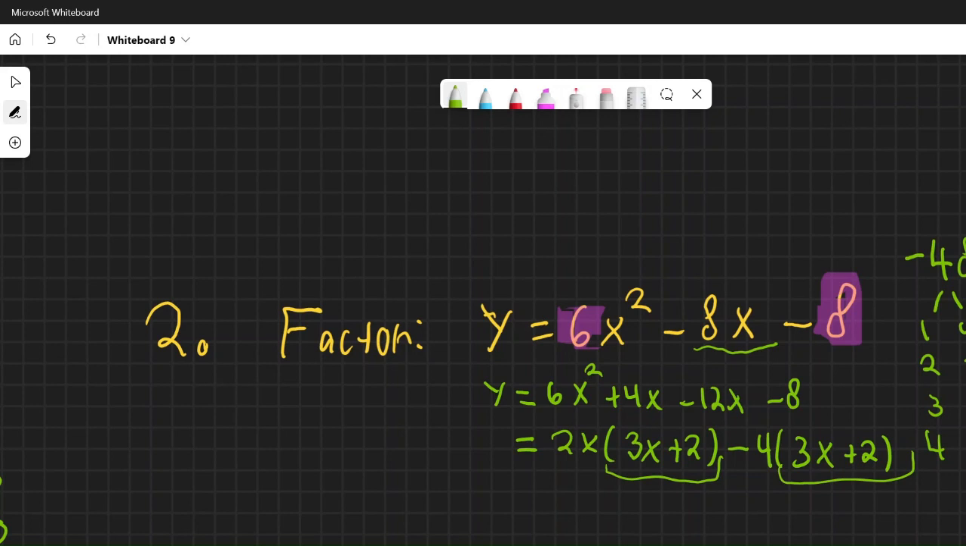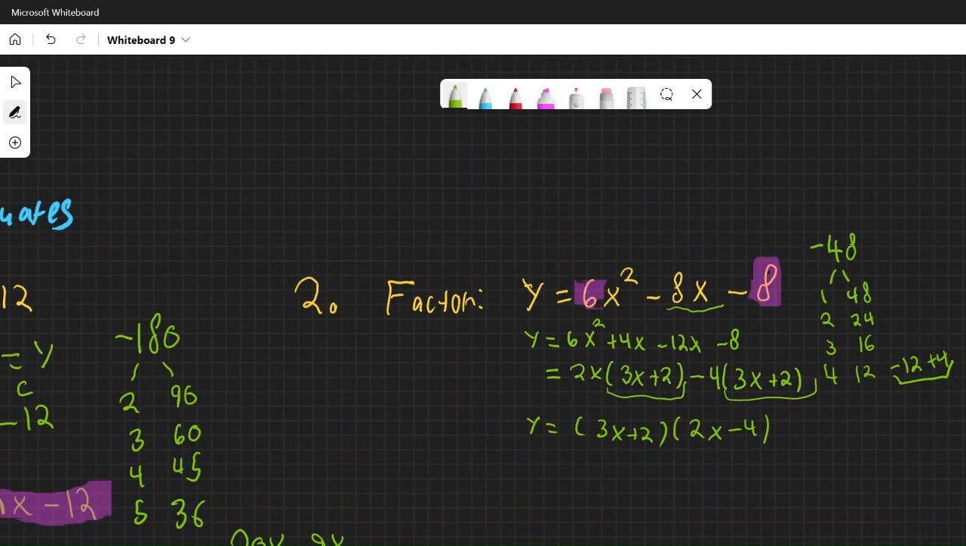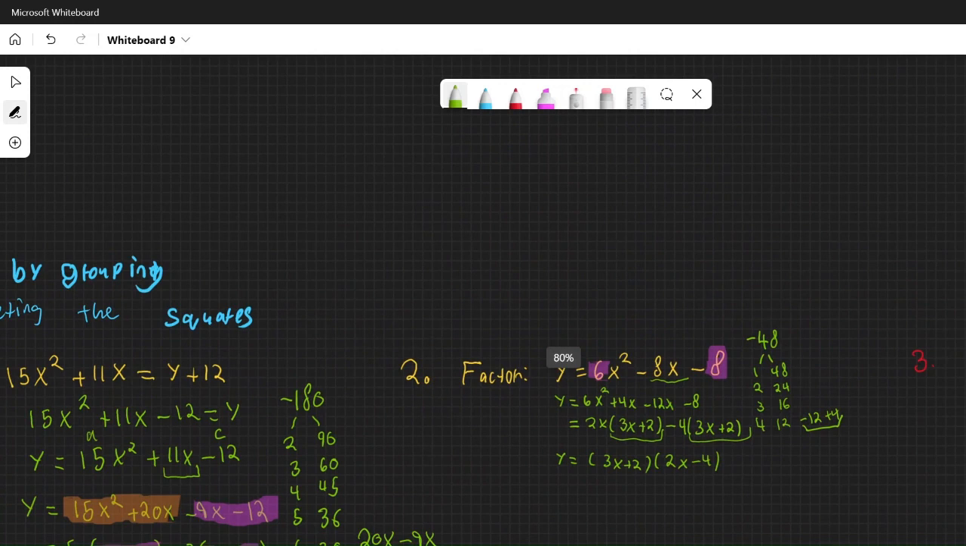So we can factor those out. So y equals 3x plus 2 times 2x minus 4. But if you ever get groups where the two brackets don't match, I would try doing it the other way, like swapping the pairs and trying to group them with another term. It might work out, or you might have made a mistake somewhere else.